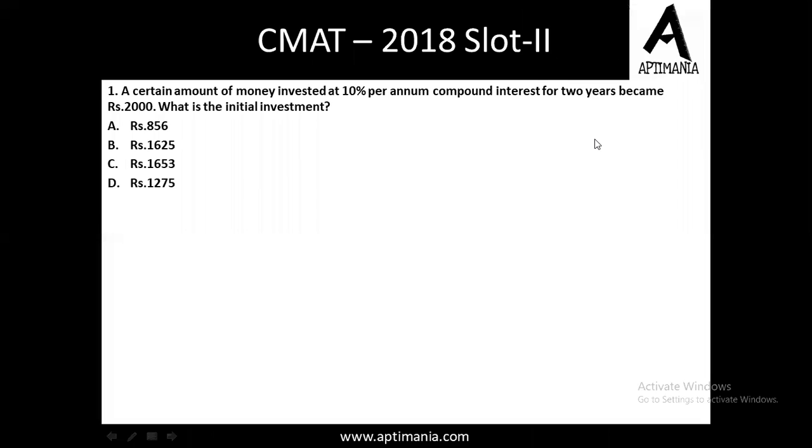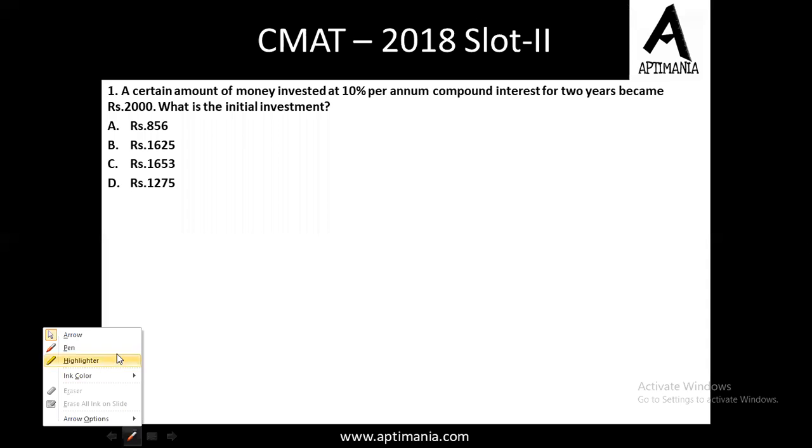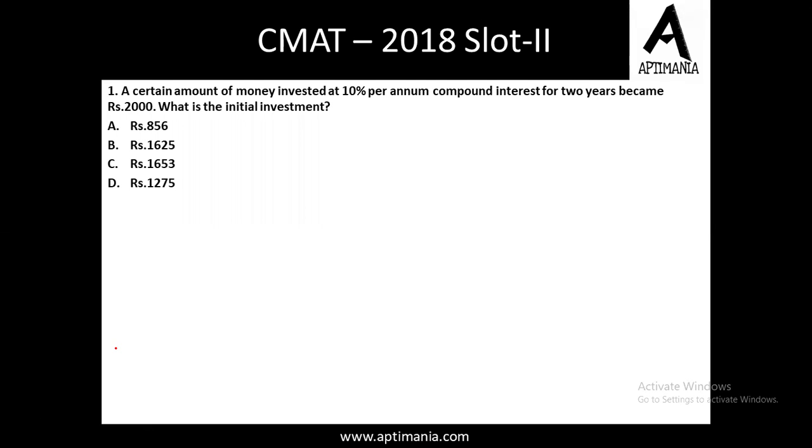Here's question number 1 on the screen. It's a question from simple and compound interest. So let's try to figure it out. A certain amount of money invested at 10% per annum compound interest for 2 years became 2000. What was the initial investment? So as we can see in this question, the principal is not given to us, but all the other remaining parameters like rate is 10% per annum given to us. Time is 2 years, it's given to us. And even the amount is 2000, which is given to us. So what we need to calculate is principal.